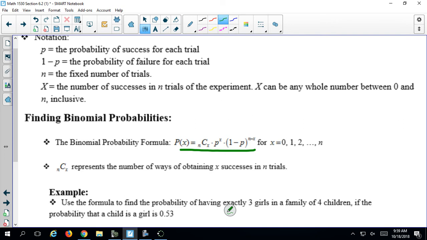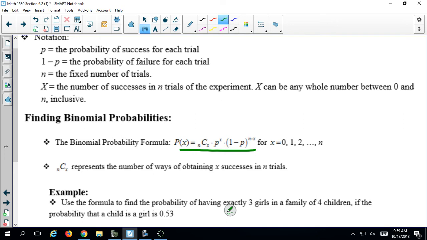1 minus P is the probability of failure, right? Because those are complements. 1 minus 1/4 is 3/4. Or 1 minus 0.25 is 0.75. That's the probability of getting the question wrong. N is how many times we're going to run the experiment. In our case, it was 5. We answered 5 questions randomly. And X is how many times we're going to succeed. In our problem, we wanted the probability of getting 3 questions correct. So X in this is 3.